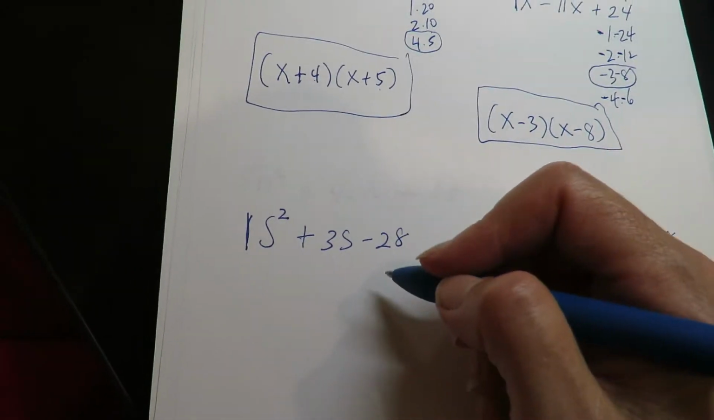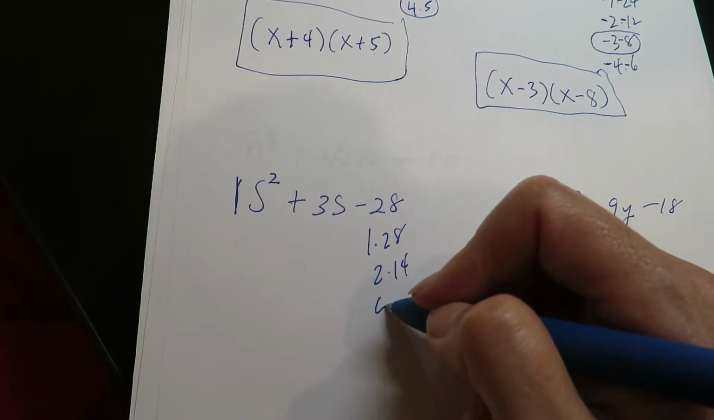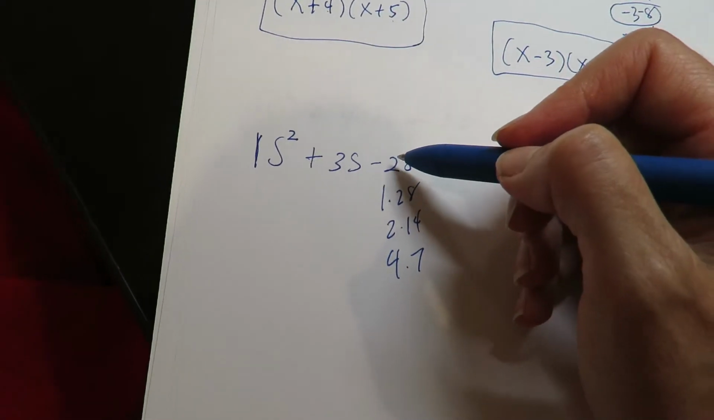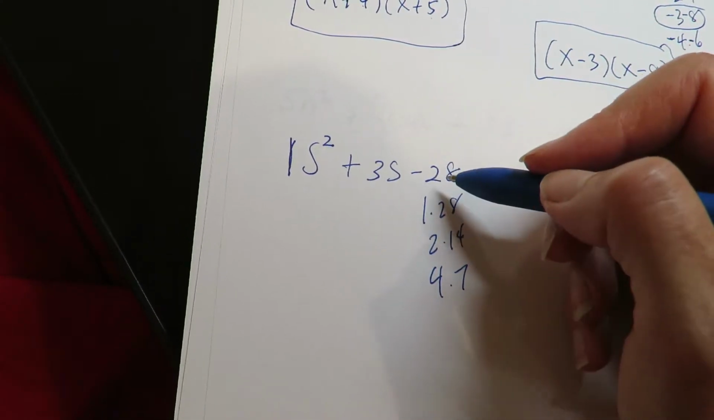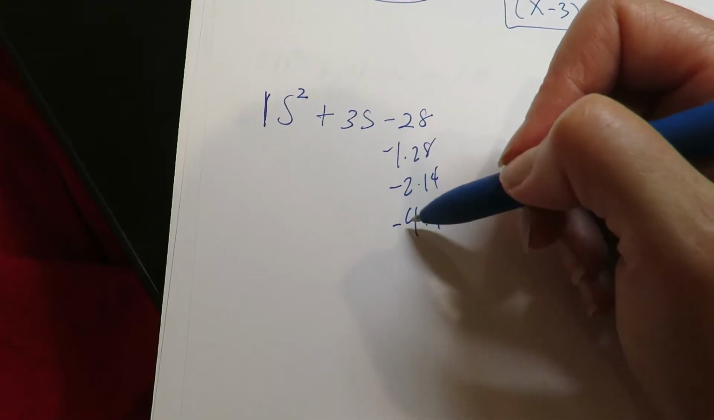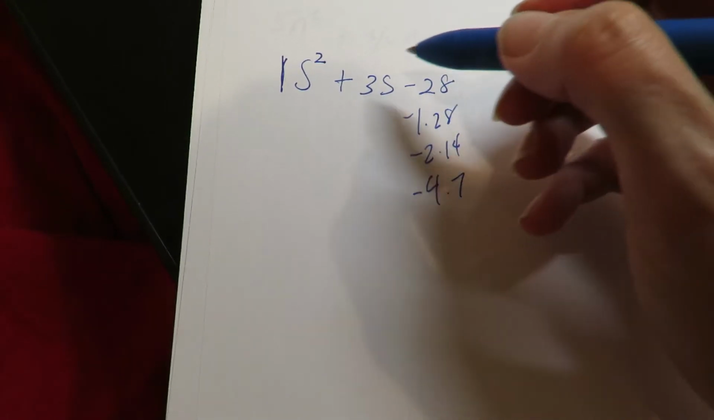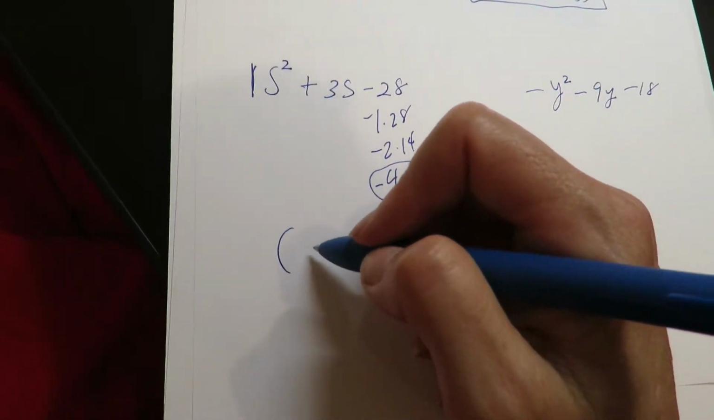All right, let's try this one. Now it's got to multiply to a negative but add to a positive. That means it has to have more positive than negative, which means the smaller number has to be negative for it to add to a positive. So it's got to be this case.